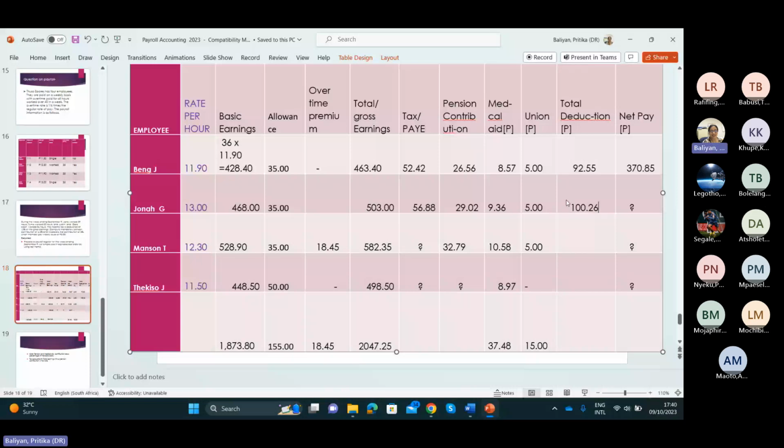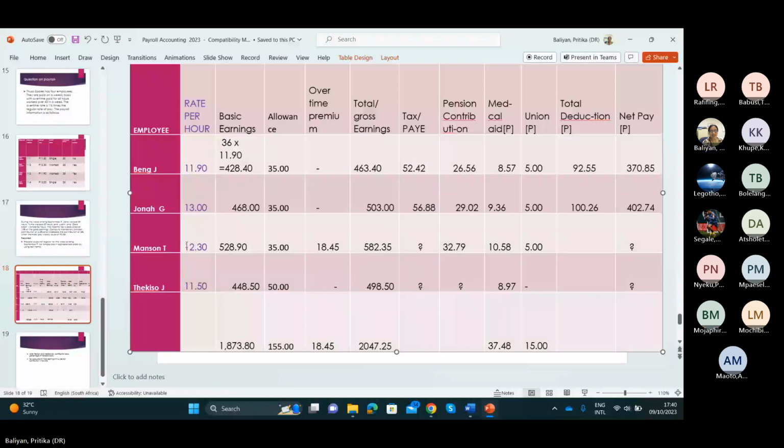Now we deduct all the deductions from the gross earning. So we minus from 503. So the payable amount is 402.74. Does everyone get the same answer? Yes, ma'am. Okay.